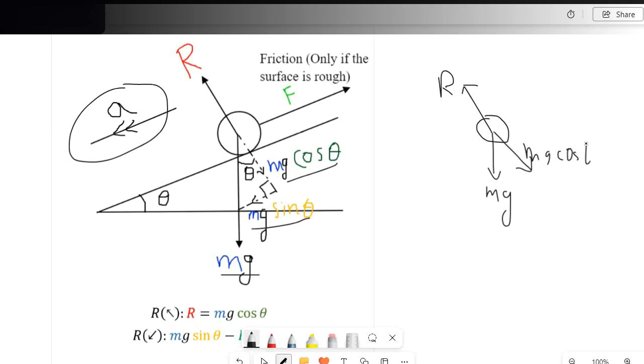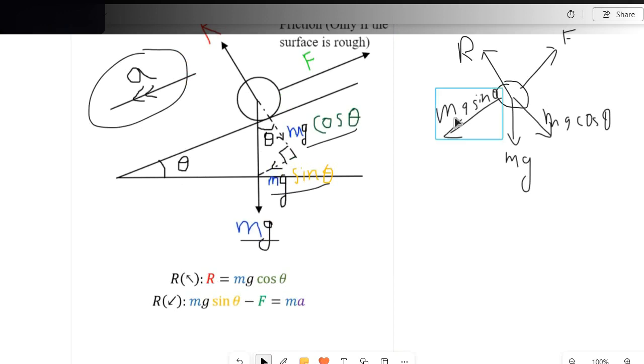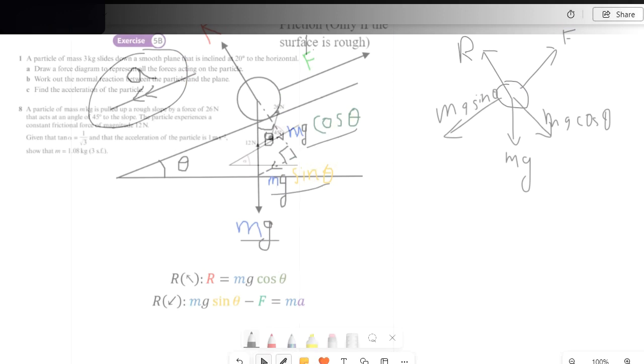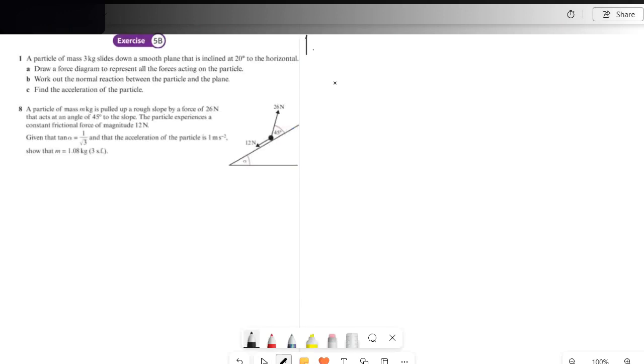Similarly, if we talk about the component parallel to the inclined plane, which is this side, this should be mg sin theta. As we know, friction will always act in the opposite direction of motion. So if this is friction, then mg sin theta, which is this component, minus friction is equal to mass times acceleration. Now let's move on to some exercise questions from exercise 5B.